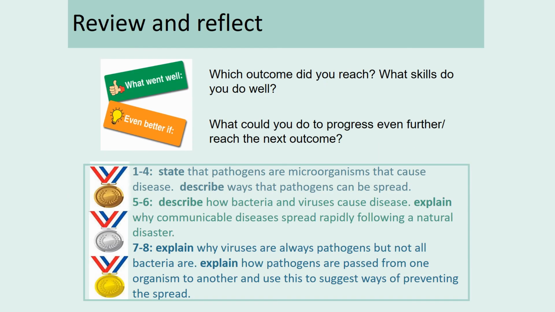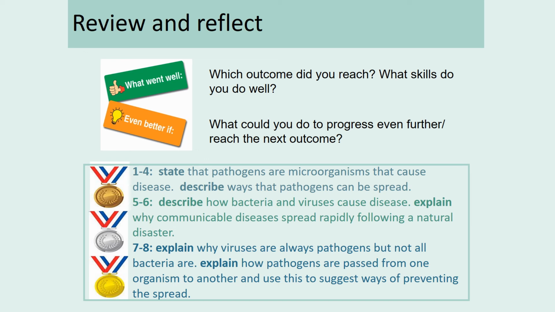That brings us to the end of the lesson. So all of us need to know what a pathogen is. A pathogen is a microorganism that causes disease. How they're spread, so that is through air, through water, through direct contact. For 5-6, describe how bacteria and viruses cause disease. So we've looked at bacteria producing toxins and viruses destroying cells. Explain why communicable diseases spread rapidly following a natural disaster. That is to do with the sewage and infected material being in the water.